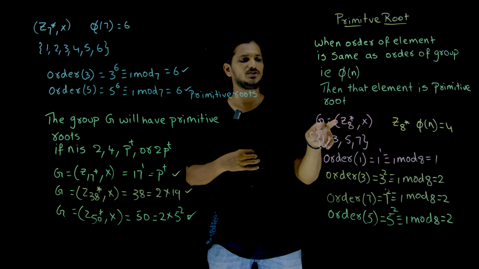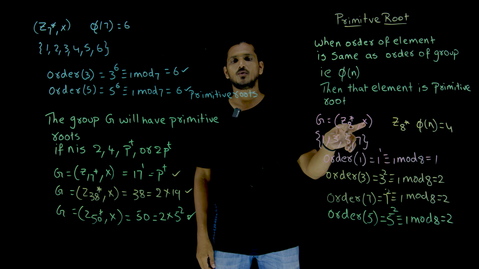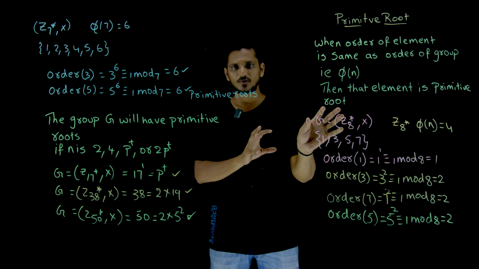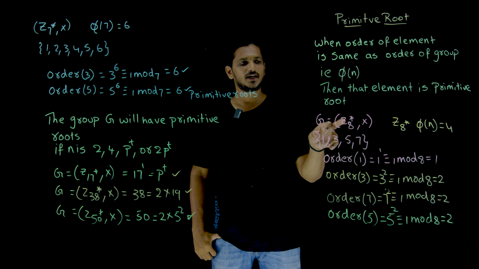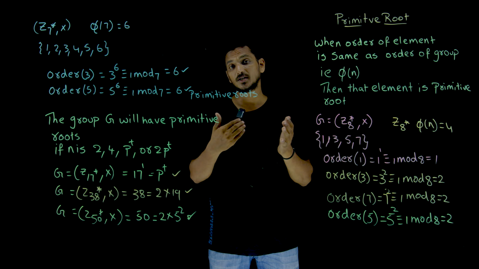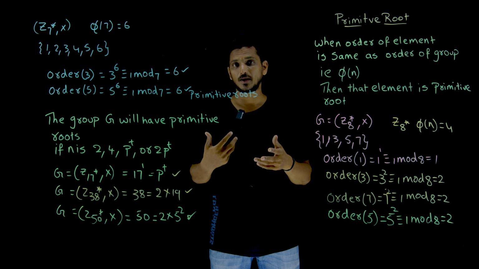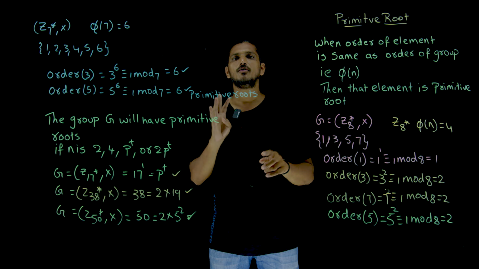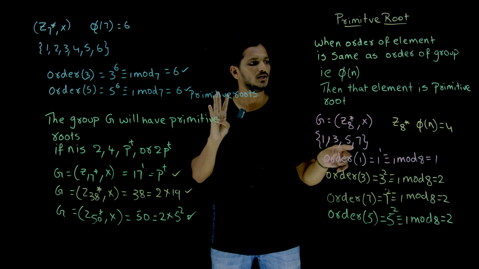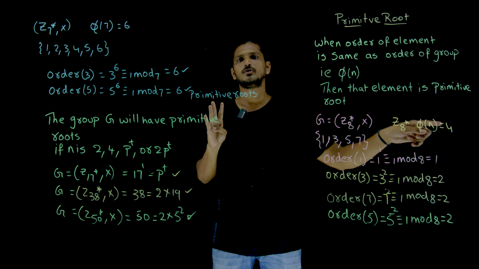Let's take a group G equal to Z8 star over multiplication. These types of groups we are considering here. So Z8 star means the elements less than 8 and relatively prime to 8: 1, 3, 5, 7. The order of this group is 4 elements. So phi of 8 is 4.